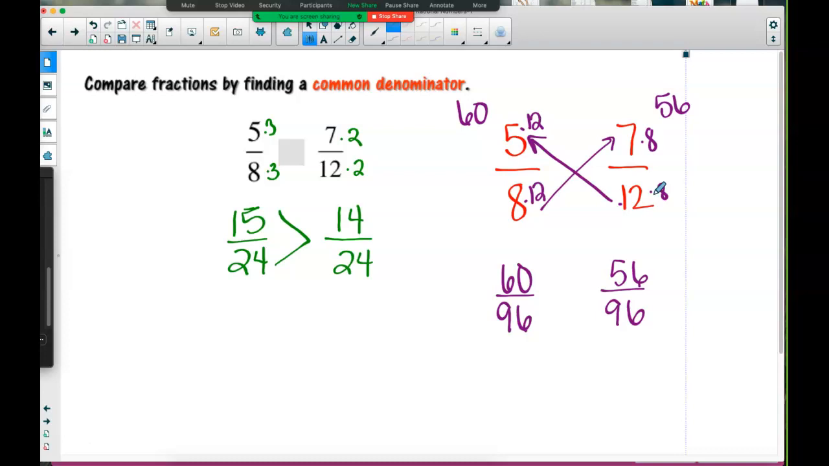Okay. And 12 times 8 is 96, and 7 times 8 is 56. So when you do that cross product thing, you're actually finding a common denominator. You're just only writing the numerators down. You're writing the 60 and the 56. Well, 60 is bigger than 56, so 5/8 is bigger than 7/12. Are we okay with that? Okay, so I'm okay with you doing that cross products. You just gotta know why it works. You're really finding a common denominator.